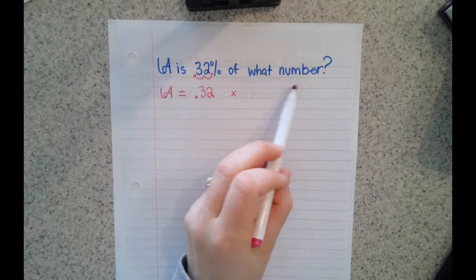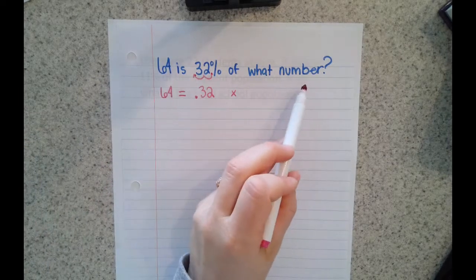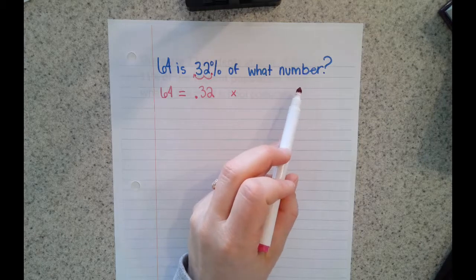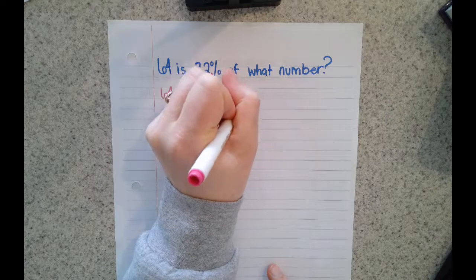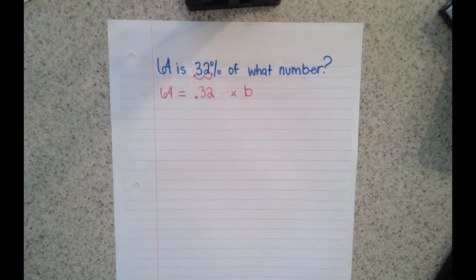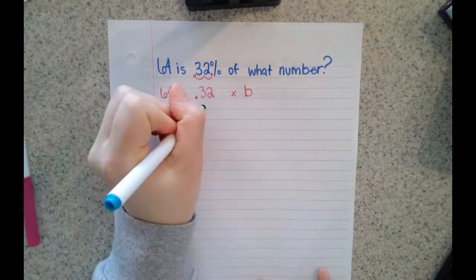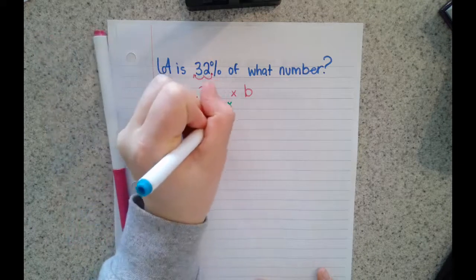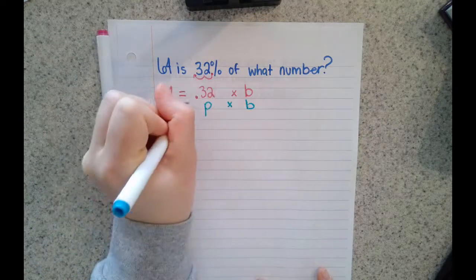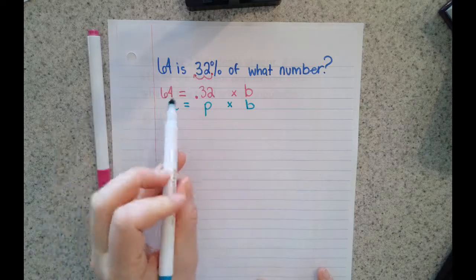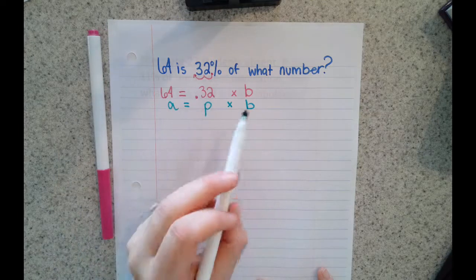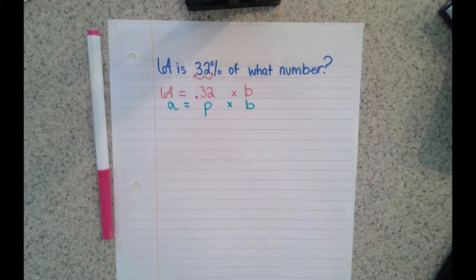What number here is an unknown that I can represent with any variable I want? But I'm going to use b because I know from the percent equation that percent times base equals part. So 64 must be the part, 32% is the percent, and the base in this case is unknown.